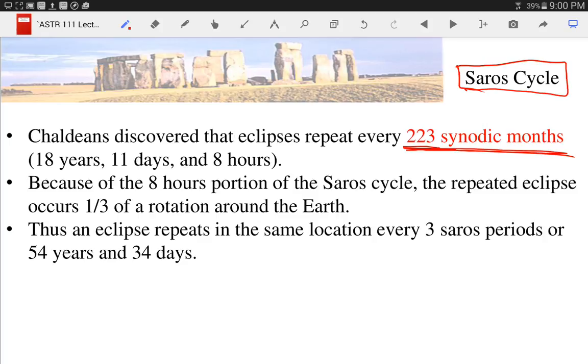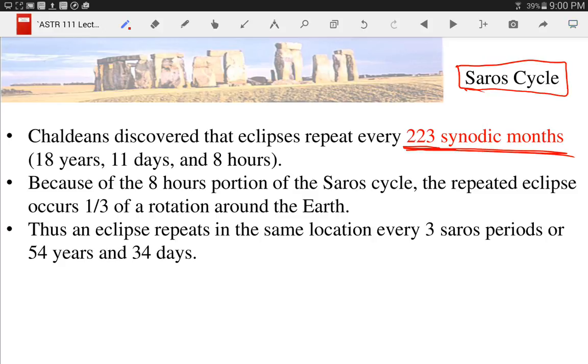2017. You go 18 years, 11 days, 8 hours, so that's going to be, you know, September, whatever. 30 days has September, April, June. So let's go to September 2, I think that comes out to be. Or, yeah, I didn't do the calculation. In 8 hours, it will reoccur in 2035. But it'll be 1/3 of the way around the Earth.